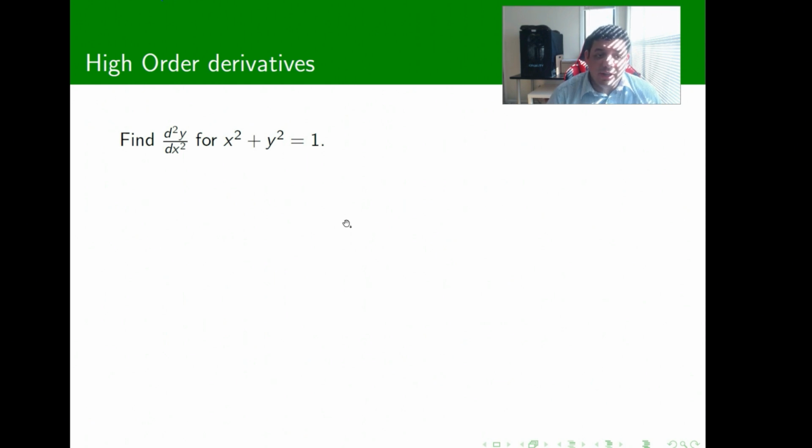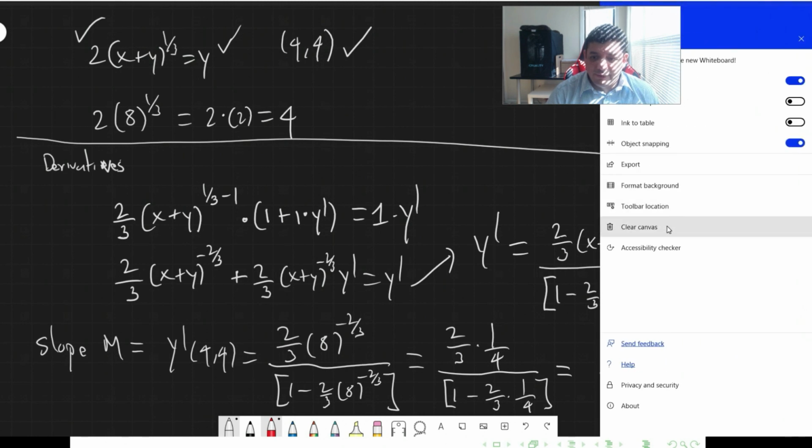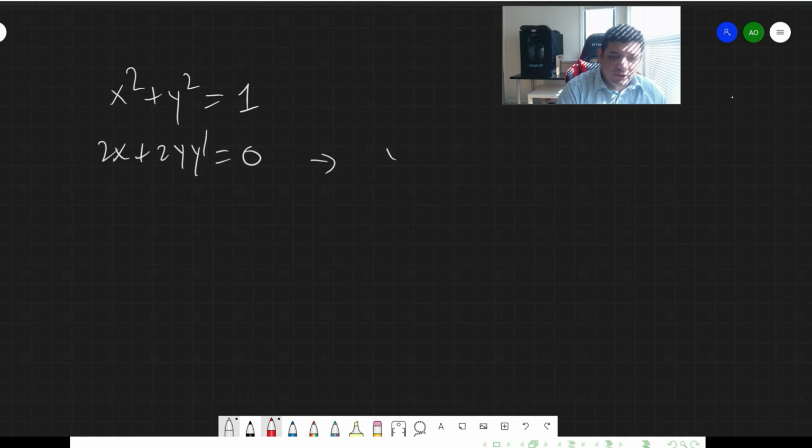We're not necessarily stuck just at the first derivative. So just to get an example of that running, we're going to take the equation of the circle and find the second derivative. So we start with x squared plus y squared equals 1. And so after taking derivatives, we have this situation. And so y prime is minus x over y. But now we can take the second derivative.